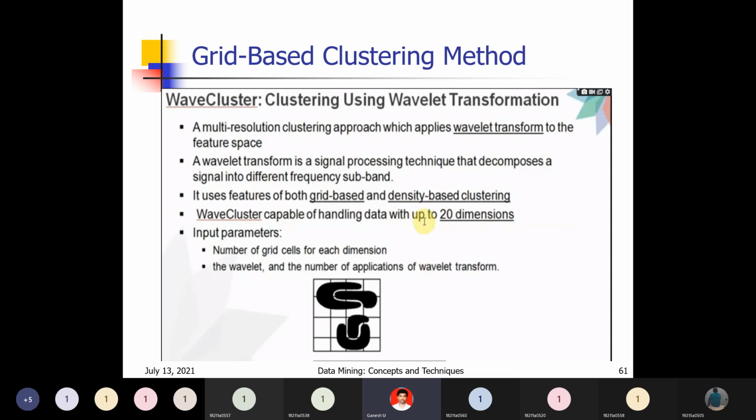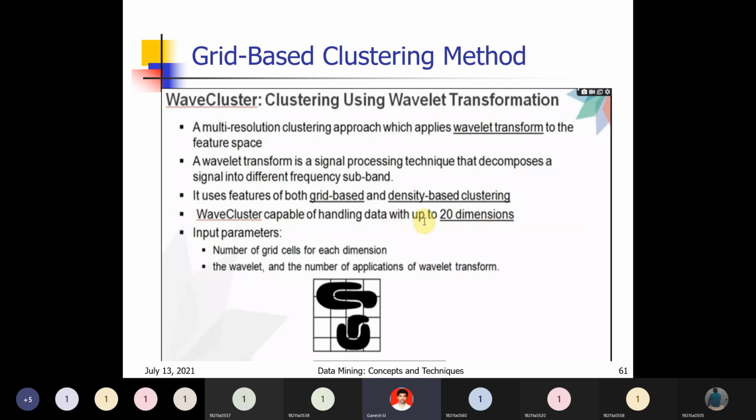A wavelet transform is a signal processing technique that decomposes a signal into different frequency subbands. What will it do? Here in wavelet transform, the data is a signal. The signal is divided into different frequency subbands. The frequencies may or may not be equal. It divides the signal into different subparts, and the frequency of each subpart compared with the others may or may not be equal. Like that, it will divide.